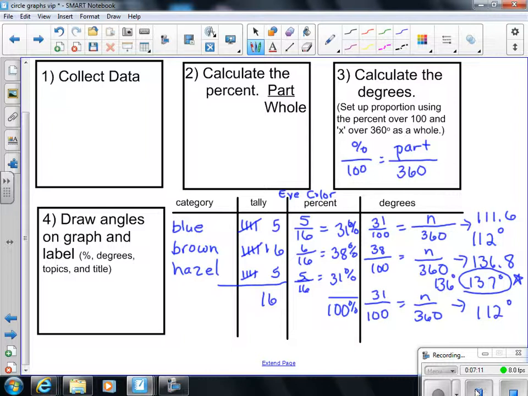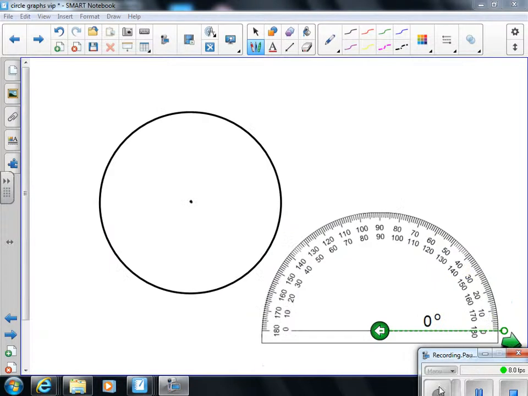All right, let's take out your circles. Okay, so the first thing we need to do is we know that we have, was it 112 degrees, 136 degrees, and then another 112 degrees. This was blue.